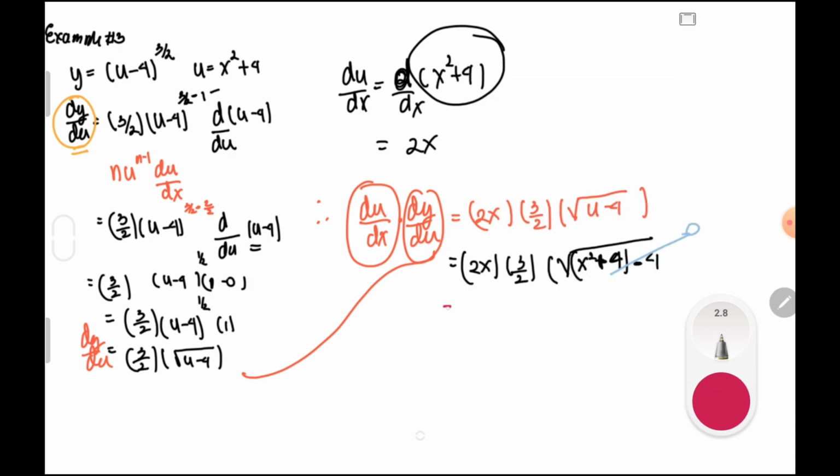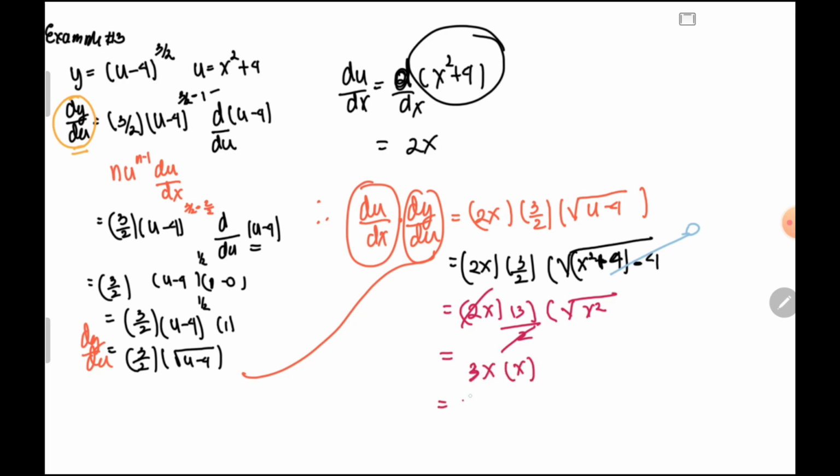So therefore, we'll have a value equal to 2x multiplied by 3 divided by 2 multiplied by square root of x squared, which is equal to 3x multiplied by square root of x squared, which is x. So we'll have 3x squared, which is equal to our dy over dx.